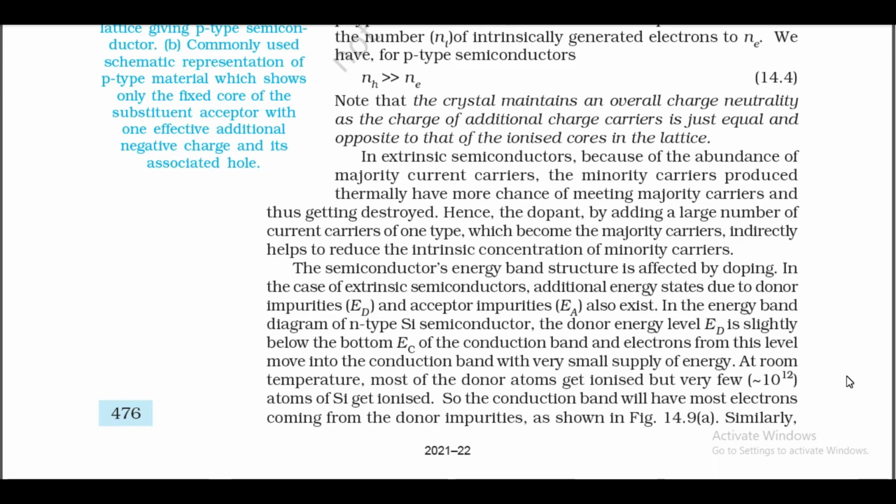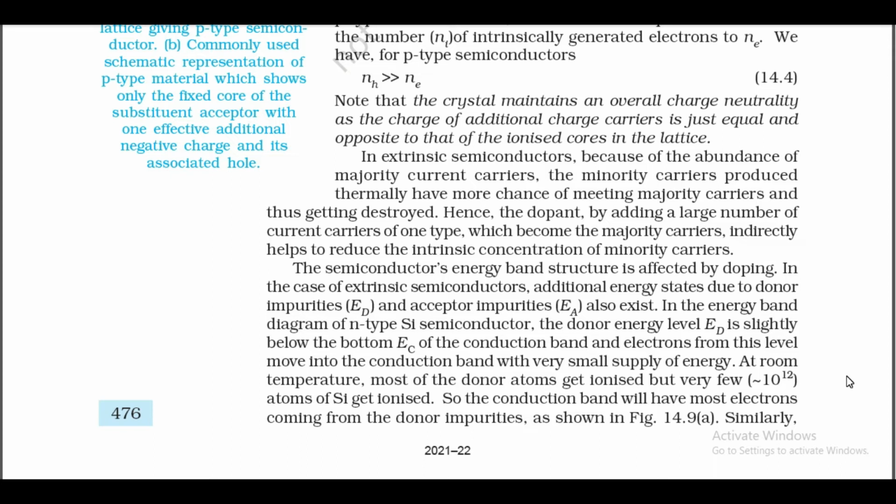Hence, the dopant, by adding a large number of current carriers of one type, which become the majority carriers, indirectly helps to reduce the intrinsic concentration of minority carriers. The semiconductor energy band structure is affected by doping. In the case of extrinsic semiconductors, additional energy states due to donor impurities ED and acceptor impurities EA also exist.